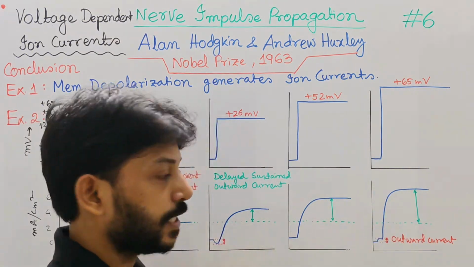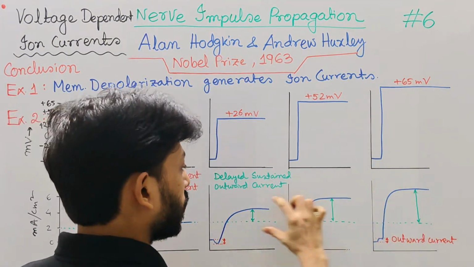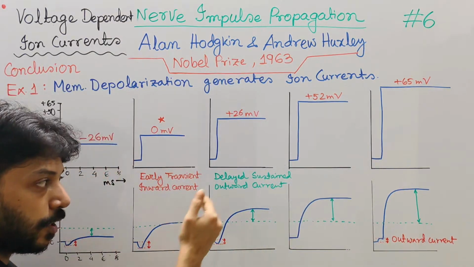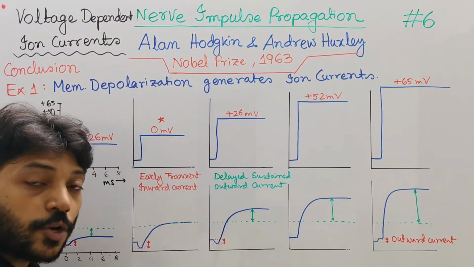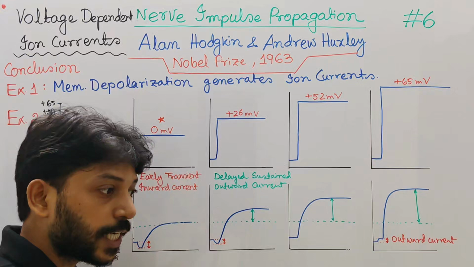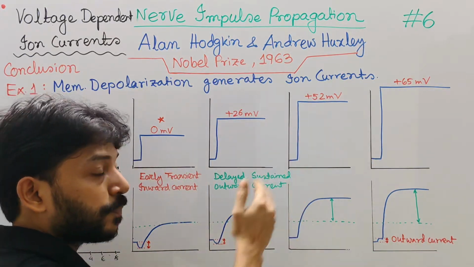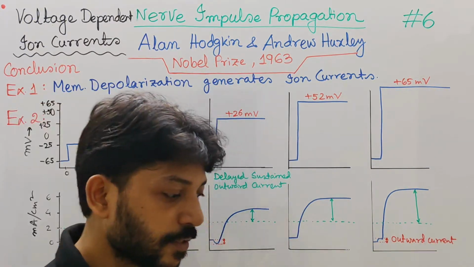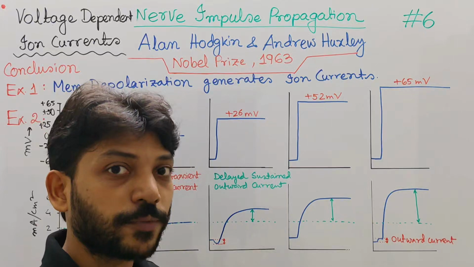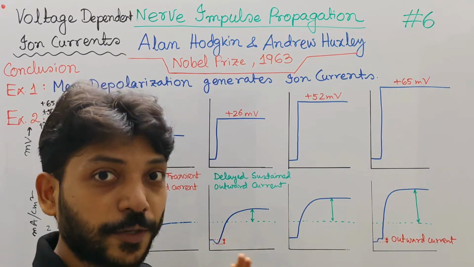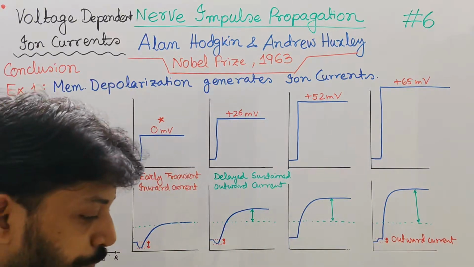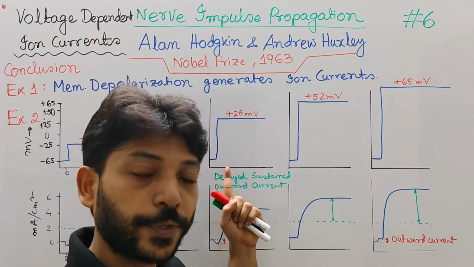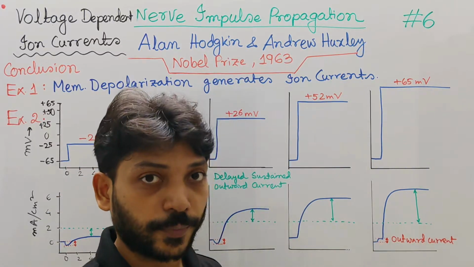So basically the value of this delayed outward sustained current increases monotonically as we increase the membrane potential. That means these two currents are actually influenced by the membrane potential. Remember this. I will write the conclusion of experiment 2 and then I will explain experiment number 3.